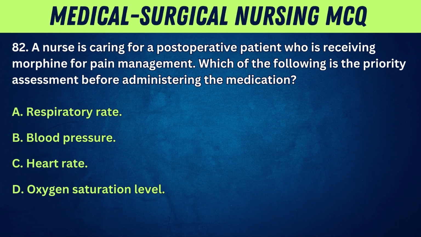82. A nurse is caring for a postoperative patient who is receiving morphine for pain management. Which of the following is the priority assessment before administering the medication? A. Respiratory rate. B. Blood pressure. C. Heart rate. D. Oxygen saturation level.